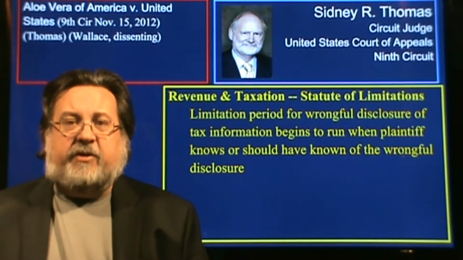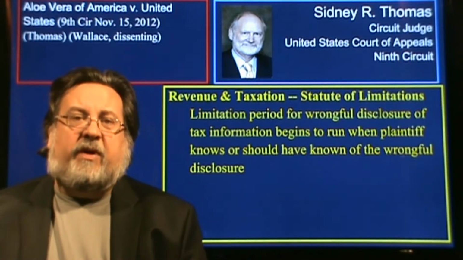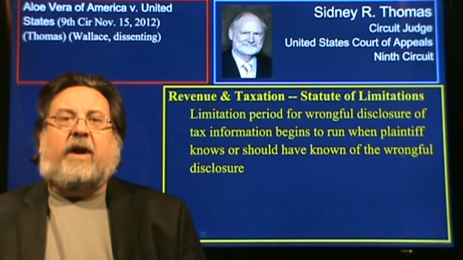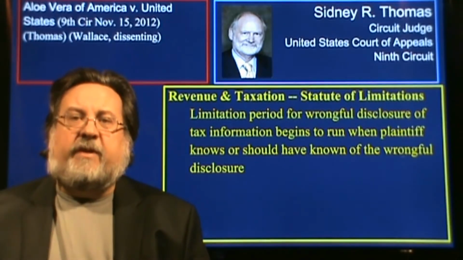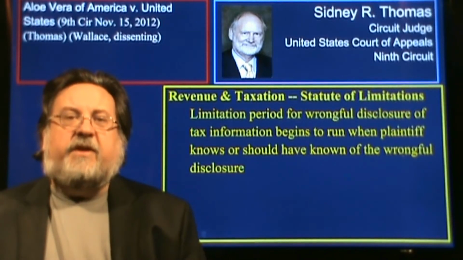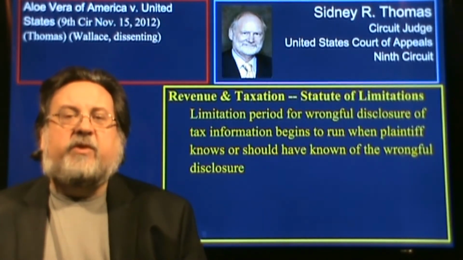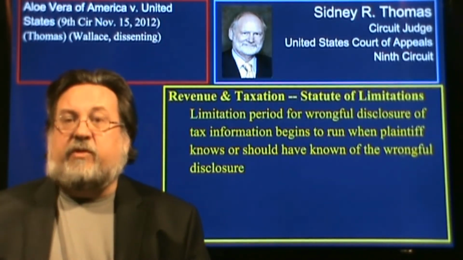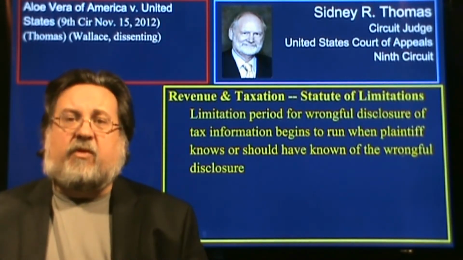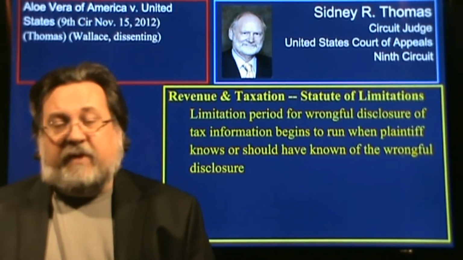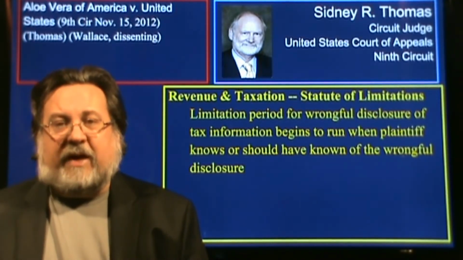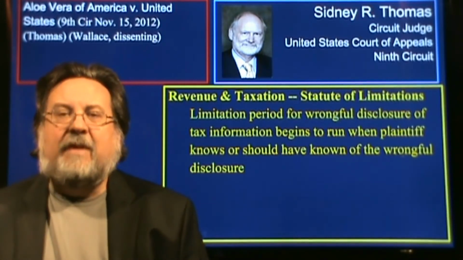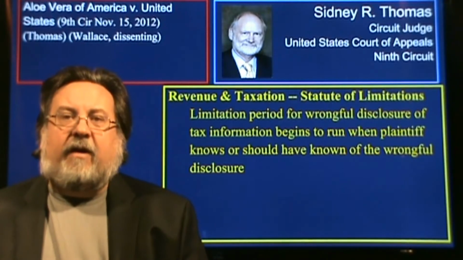Well, to avoid the potential unfairness of having a limitation period run before the plaintiff even knew there was a claim, courts have grafted onto statutes of limitation a so-called discovery rule, pursuant to which a limitation period begins to run only when the plaintiff knows or has some reason to know of the possible claim. Courts have done this on a cause of action by cause of action basis instead of just adopting one general rule.